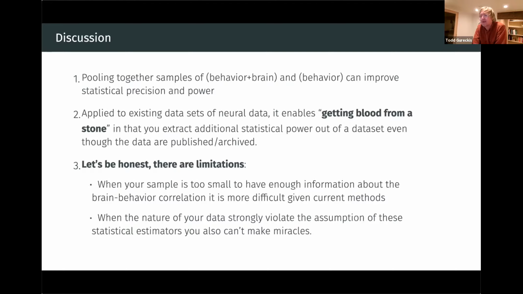Now, to be honest, there are limitations. When your sample of the brain and behavior is too small to have enough information about the correlation, it's more difficult given current methods, and that's why there's reason for people to be looking into these kinds of methods and trying to push the boundary on these. And also when the nature of your data strongly violates the assumptions of some of these traditional statistical estimators, you can't make miracles happen, which is again another reason why the field could be thinking about this data fusion problem as an interesting methodological advance for scaling cognitive science.